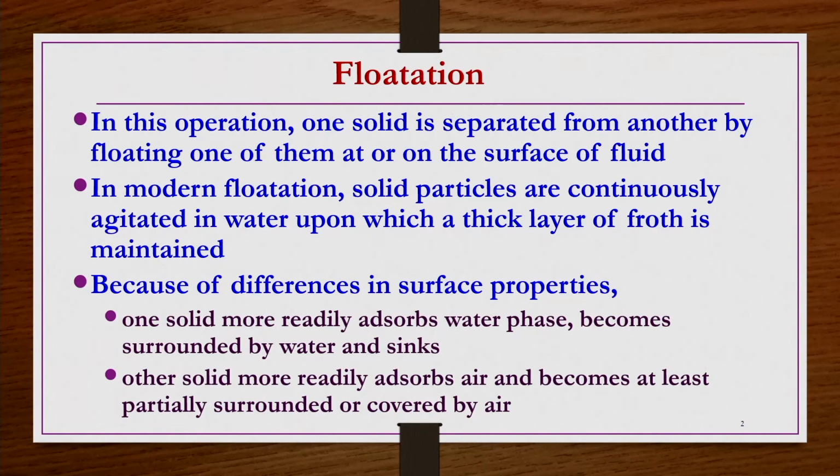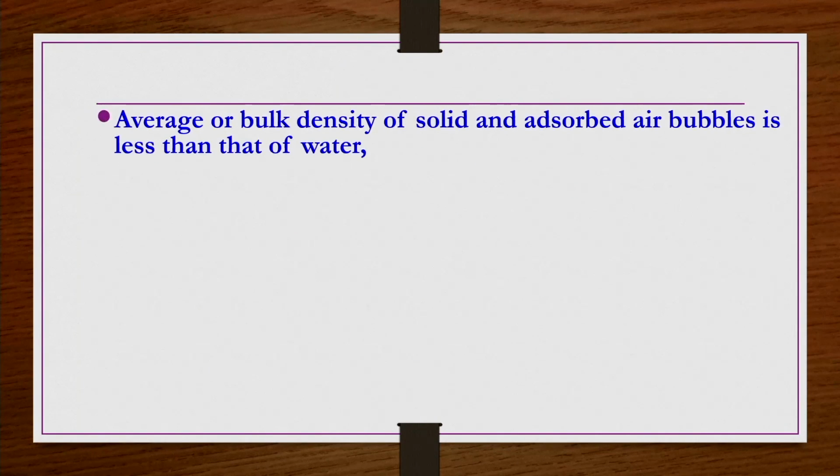Whereas the other solid more readily adsorbs on the air bubble surface and becomes at least partially surrounded or covered by the air. In this example, the active mineral present in the ore is easily adsorbed onto the air bubble surface, and then partially or totally covered by these bubbles, so that it can easily be separated. Because of the surface characteristics differences, one solid phase sinks in the container and another solid phase floats along with the bubbles and is taken as a separate, pure phase.